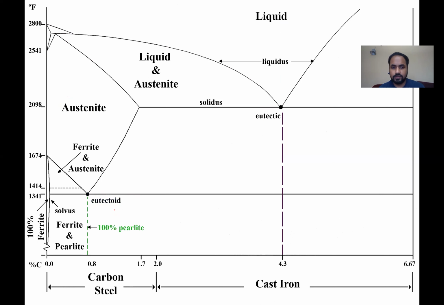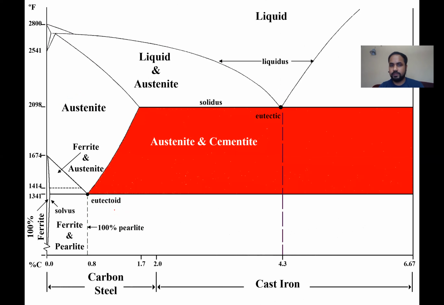There's the pearlitic dotted line. It was important for the class, that's why I have it dotted there. This region is your austenite and cementite, which makes sense because you have cementite on this axis.